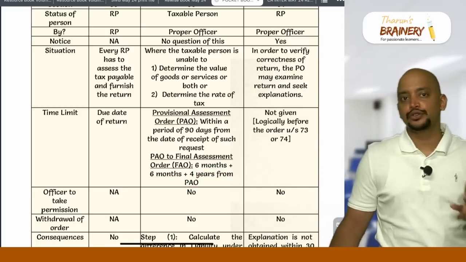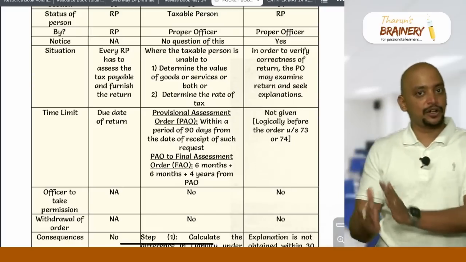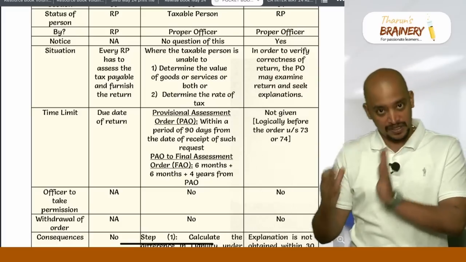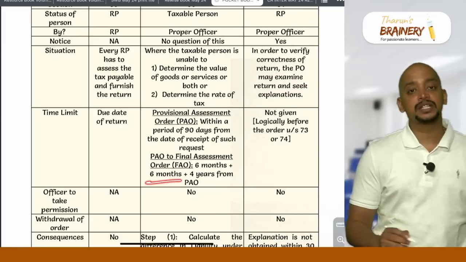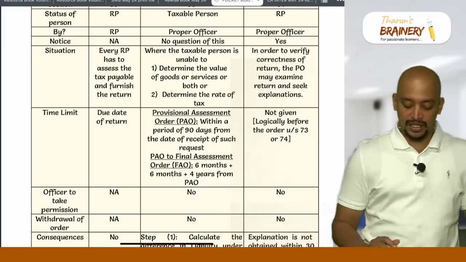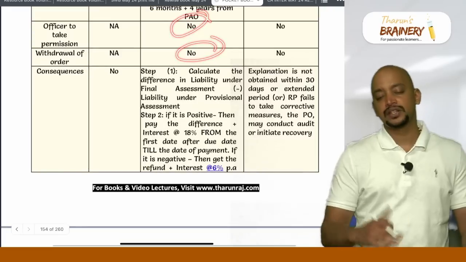So there are two time limits you need to remember. First, we make the application, and within 90 days they will pass a provisional assessment order. After passing the provisional assessment order, the final assessment order should be passed within 6 months. It can be extended by the commissioner for a further period of 6 months, and further up to 4 years, from the provisional assessment order. Officer to take any permission: no. Withdrawal of order: no. Consequences, what will happen?